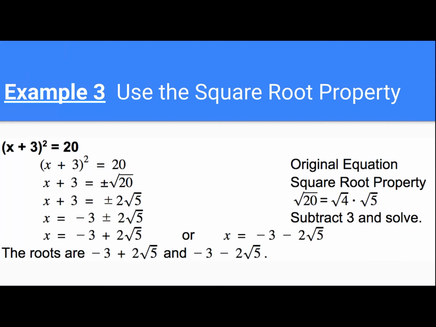So now I'm going to subtract 3 from both sides. I split it into my two equations, and I get these ugly roots. I got negative 3 plus 2 times the square root of 5. Then I have negative 3 minus 2 times the square root of 5. That is how you should leave your answers. You do not want to put them in decimal form because they are not pretty numbers. That's why we leave them with the square root.